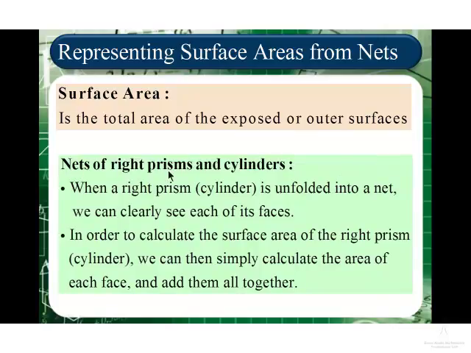Now, nets of right prisms and cylinders are formed when we unfold the outer surfaces onto a two-dimensional plane into what we call a net, and then we can clearly see each of the faces that make up the right prism or the cylinder very clearly. In order to calculate the surface area of the right prism or the cylinder, we can simply calculate the area of each of the faces and add them all together. That is, the faces that are represented by the unfolding of the sides into a two-dimensional net.